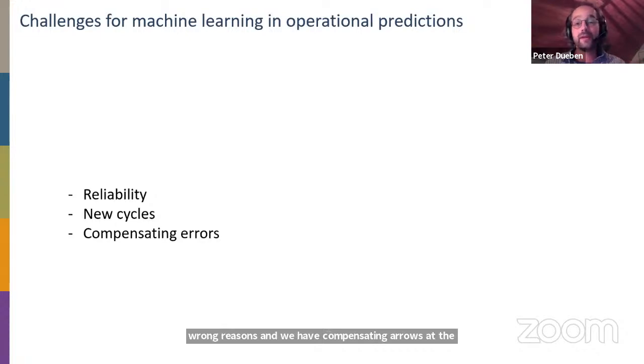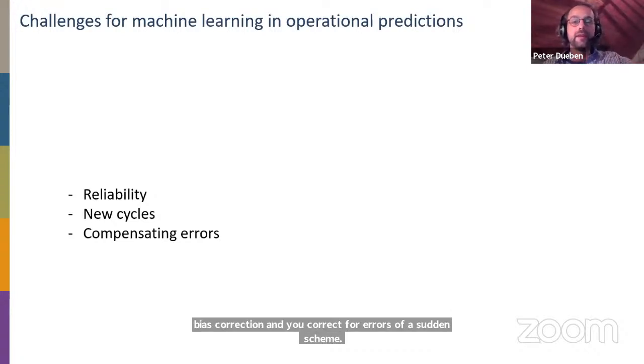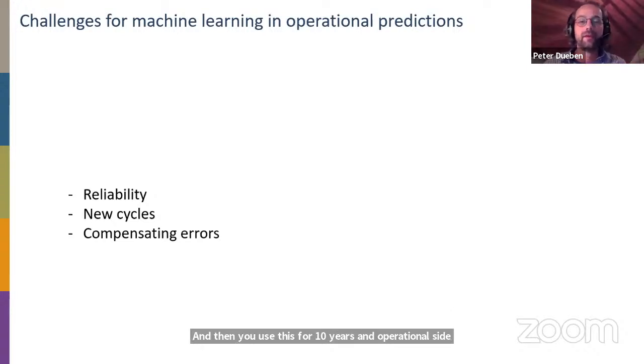And we have no idea yet what all of this means if you now introduce machine learning tools into this mix. So if you, for example, do bias correction and you correct for errors of a certain scheme, and then you use this for 10 years in operational cycles, you can have all sorts of ideas how this could actually harm you when you're developing compensating errors over time as well. So there are a couple of things that we really need to be careful about.